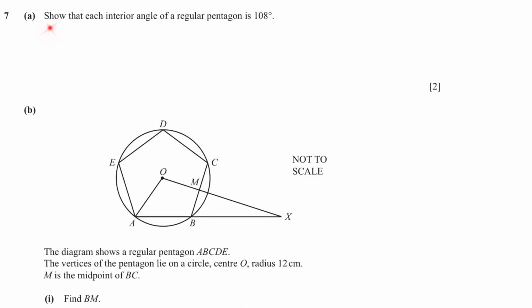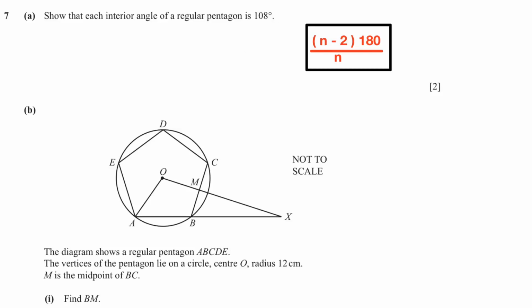7a. Show that each interior angle of a regular pentagon is 108. We have a formula to find that. And that formula is n minus 2 bracket multiplied by 180 divided by n. n is the number of sides. In a regular pentagon, we have 5 sides. So each interior angle will equal 5 minus 2 times 180 divided by 5. And that will give us 108 degrees.